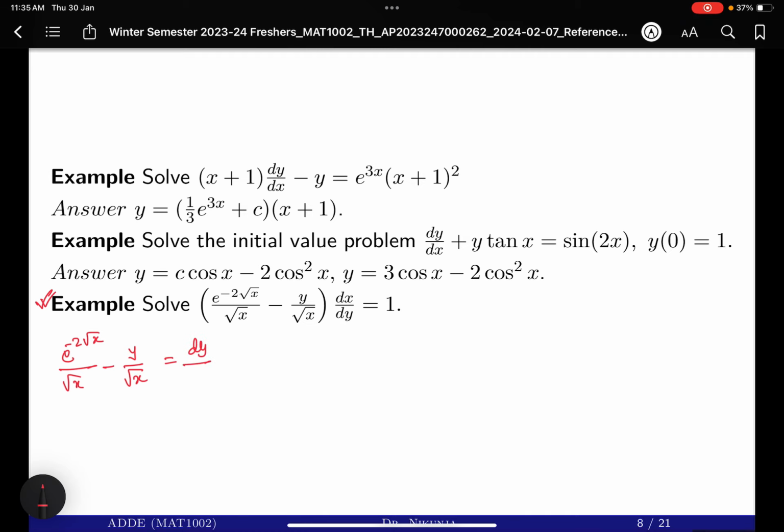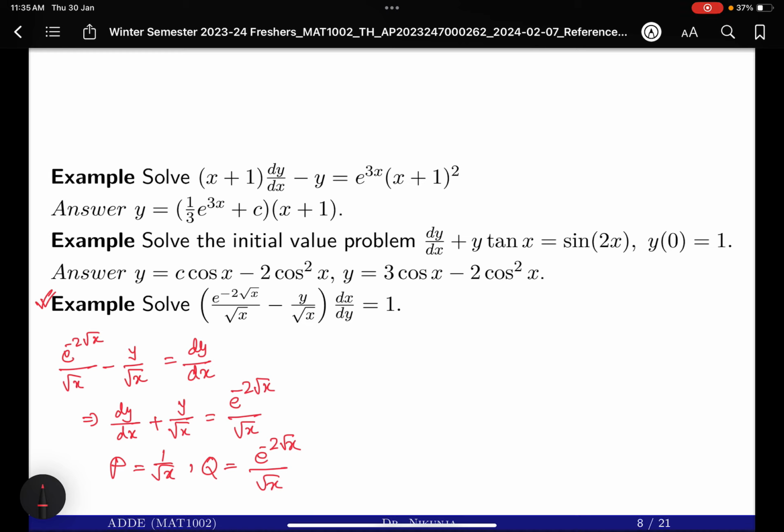This can be written as dy/dx, correct? So immediately in the next step what you can write: dy/dx plus y by root x is equal to e power minus 2 root x by root x. This thing you can do, correct? So from here you can observe this is in the standard form, correct? So where p value is 1 by root x and q value is e power minus 2 root x by root x.